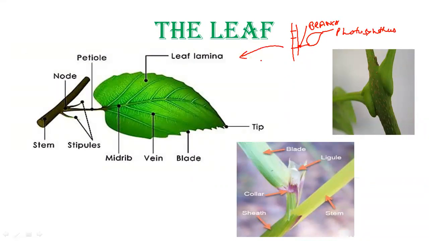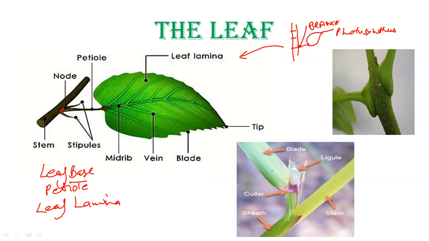Now let's talk about leaf structure. A leaf consists of three parts. First is the leaf base. Second is the petiole. And third is the leaf lamina. So first we talk about the leaf base. The leaf base is the site where the leaf is attached to the stem.